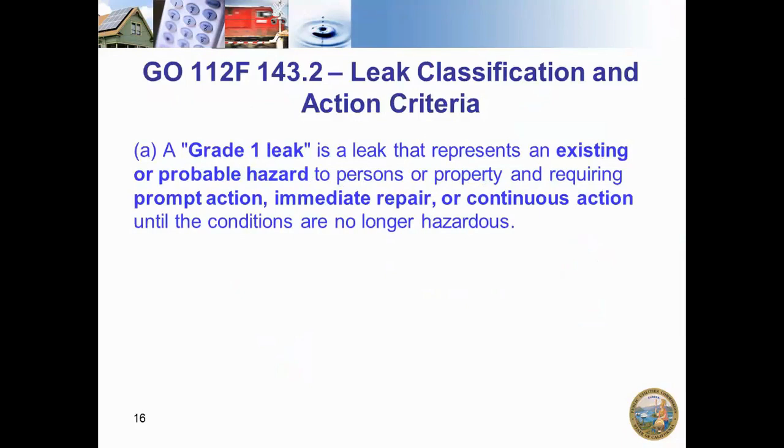Leak grading is required by California state law. Every leak that is discovered has to be assigned a grade between 1 and 3. A grade 1 leak is the most hazardous, and a grade 3 leak is the least. A grade 1 leak represents an existing or probable hazard and requires immediate repair. You cannot leave this leak on your system. Once it is recognized as a grade 1 leak, it has to be repaired.